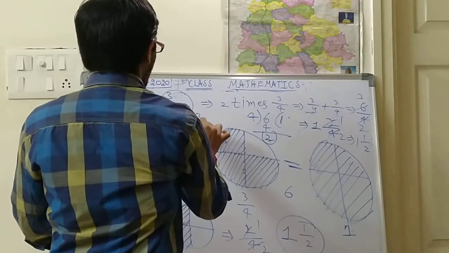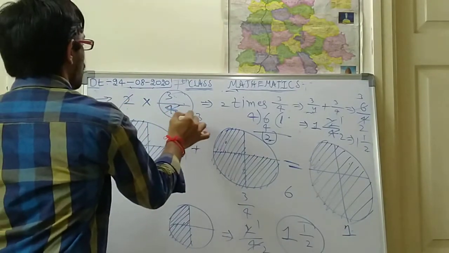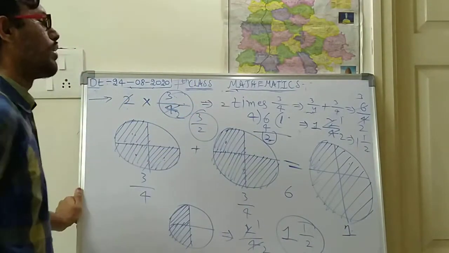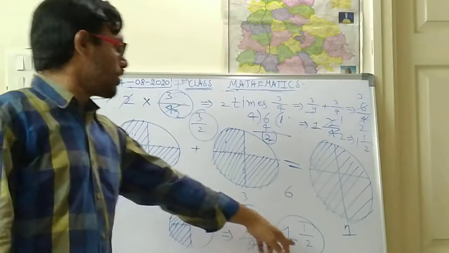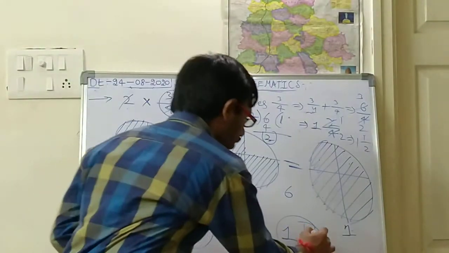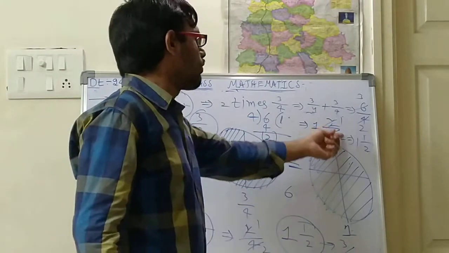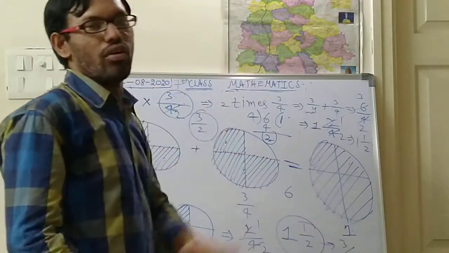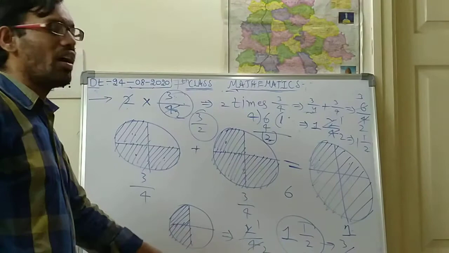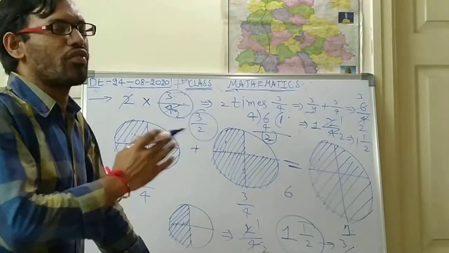So you got 3 by 2 only. That means 2 ones, 2 twos. So finally 3 by 2 will be the answer. So 3 by 2 means 1 by 2. Okay, 1 by 2 means 3 by 2. Okay, 1 2 by 4 means 6 by 4. So like this you have to do the multiplications of fractions.